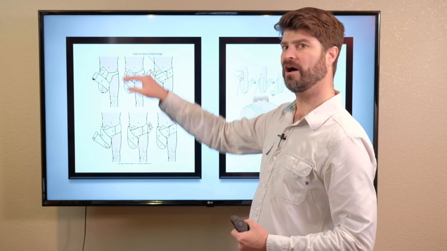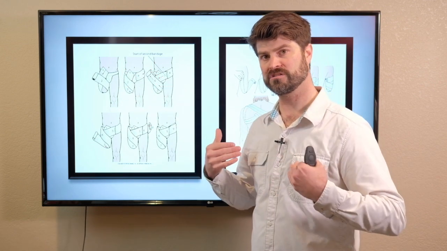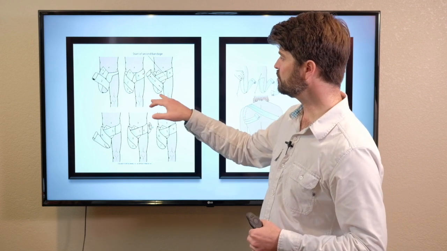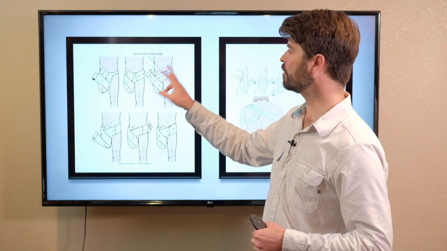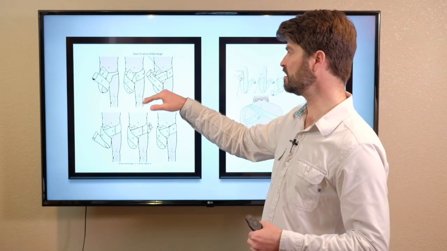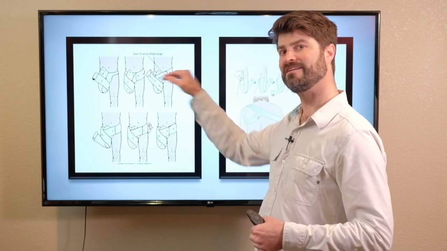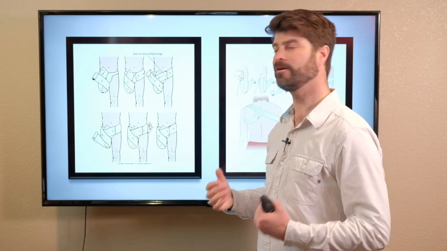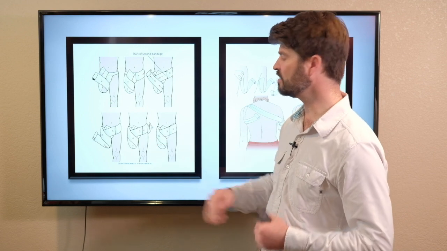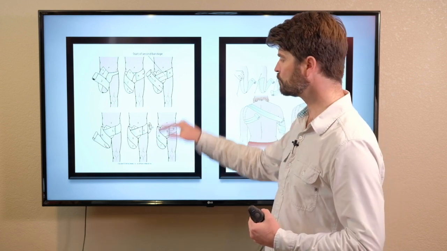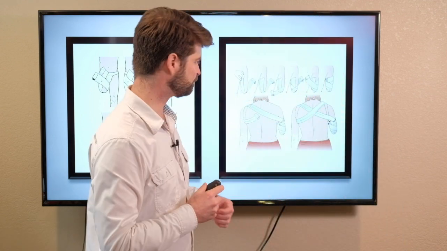wrap above the next highest joint. So in this case, this patient has an above the knee amputation. We're going to wrap up to the hip because that's the next highest joint. That next highest joint is going to be the anchor to hold the rest of that dressing in place. So always wrap higher than you think you need to.